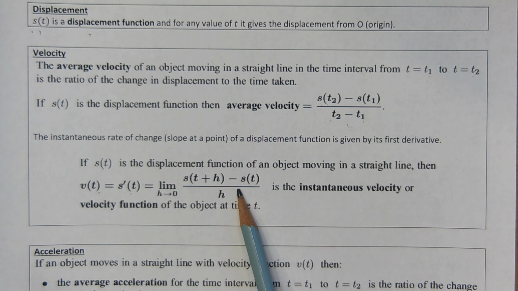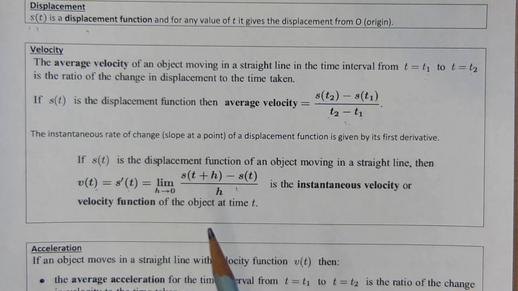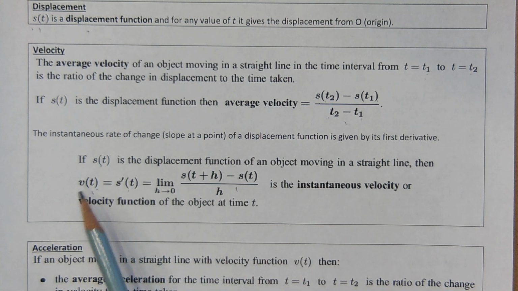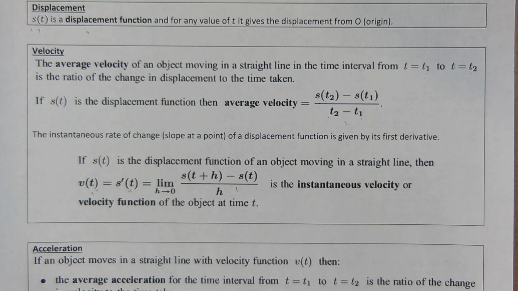We're not going to use it. We're going to use the stuff that we learned in lesson 3.3. Anyway, again, the velocity function is the derivative of the displacement. And it should make sense because the velocity is the rate of change of position. It's called the instantaneous velocity or just the velocity function.